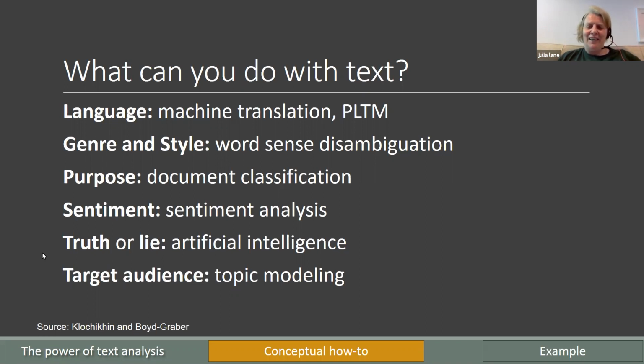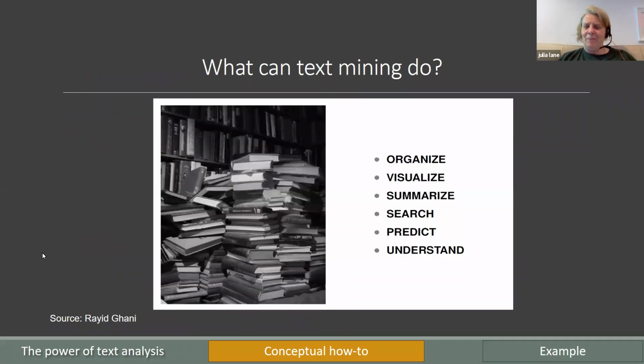Absolutely massive value here. You can do things for purpose. There is a guy at NYU who's been trying to figure out whether documents from WikiLeaks should have been classified as sensitive or not sensitive. So he applies text analysis to figure out how documents are classified. We'll see in a minute, trying to figure out whether scientific abstracts should be classified as food safety or not food safety. And so there are lots of different things that you can do with text.